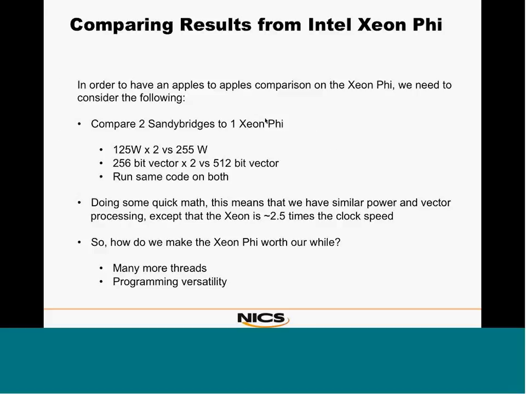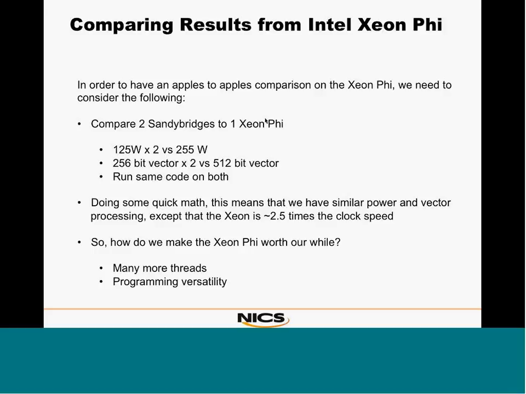One of the things I want to point out again as a reminder: when I'm doing these comparisons, I'm comparing one Xeon Phi to two Sandy Bridges. That is, as you see, approximately the same power consumption. We're looking at approximately the same amount of vector space, although spread out a little bit more. And I'm always running the same code on both.